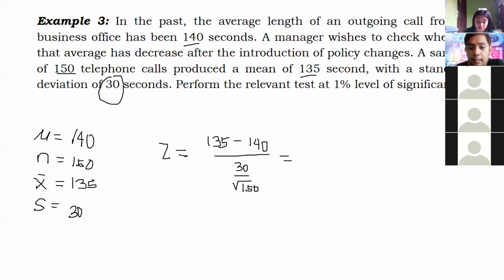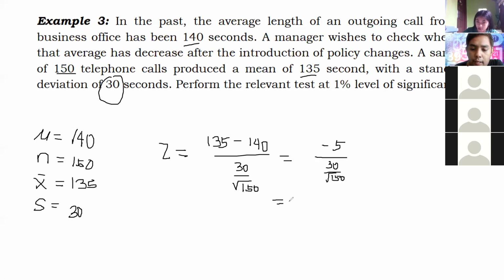So, ang kaya natin kuhanin muna yung taas, which will be negative 5. Then, hindi natin kayang kuhanin or walang perfect na square root ang square root of 150. So, wag muna natin kunin. So, that is 30 over the square root of 150. So, idedirekta natin yun sa calculator.